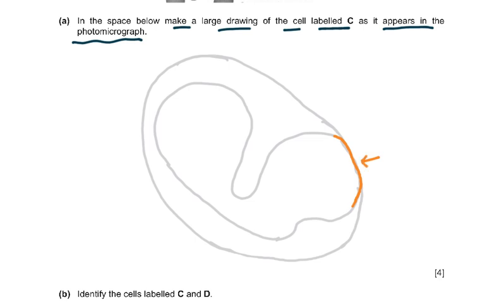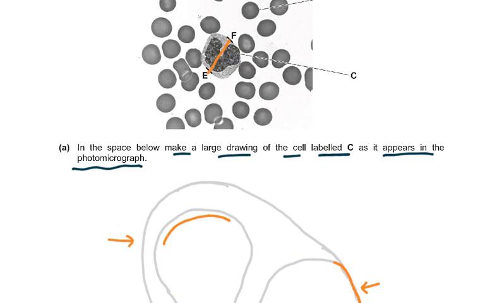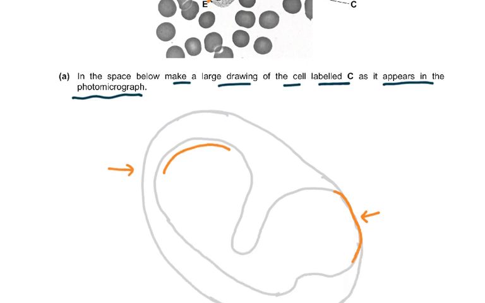Then the upper part of the right-hand side of the nucleus should have been smoothly rounded. If you look at the diagram, this is also very round. So this part, upper, this one, this part, and this part should have been round. This would have got you your 4 out of 4.